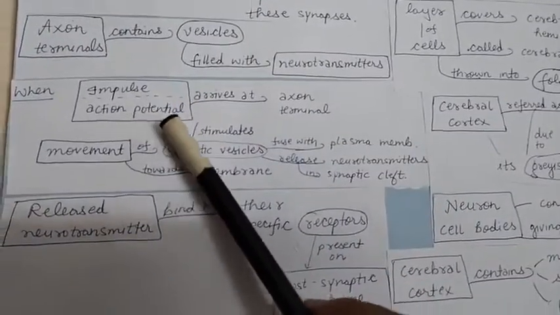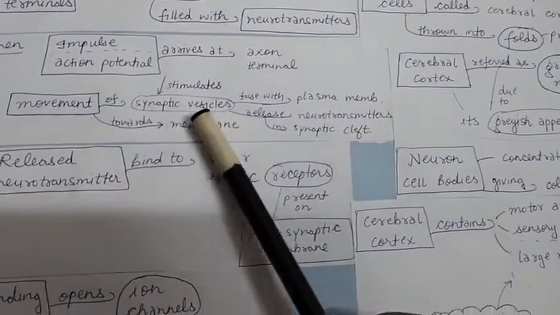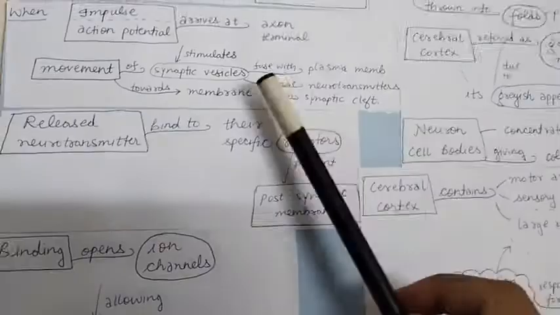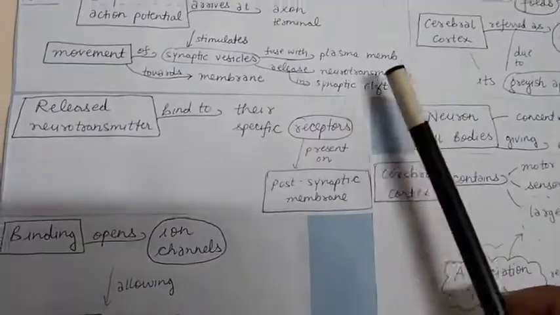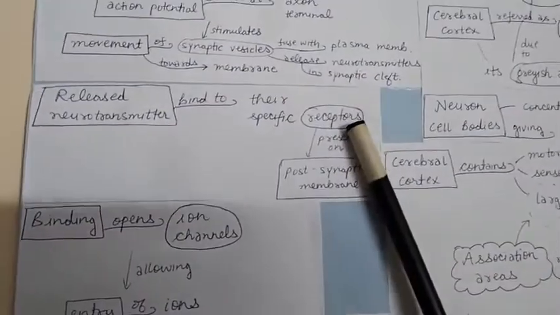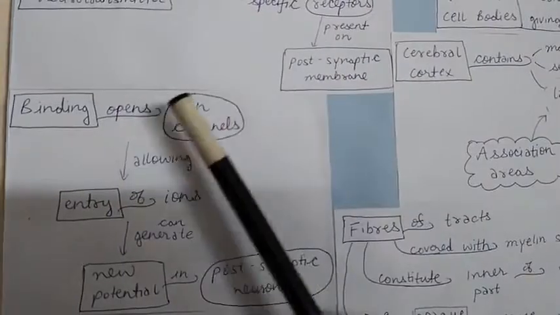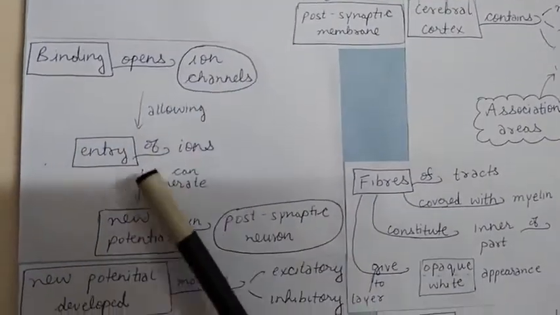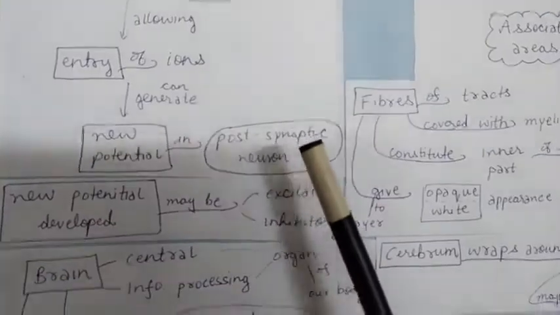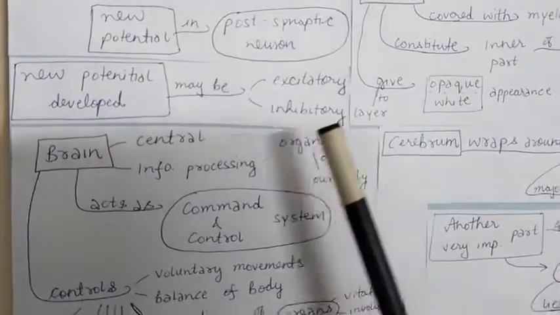When an impulse or action potential arrives at the axon terminal, this stimulates movement of synaptic vesicles towards the membrane, and these synaptic vesicles fuse with the plasma membrane and release neurotransmitters in the synaptic cleft. The released neurotransmitters bind to their specific receptors present on the postsynaptic membrane, and this binding opens ion channels, allowing entry of ions which can generate a new potential in the postsynaptic neuron. The new potential developed may be excitatory or inhibitory.